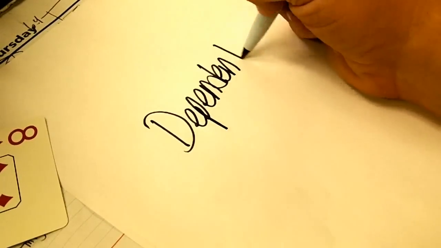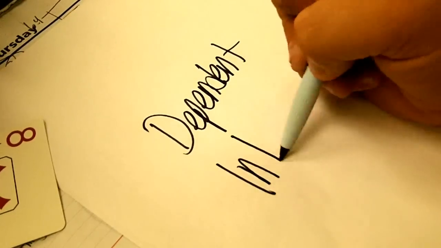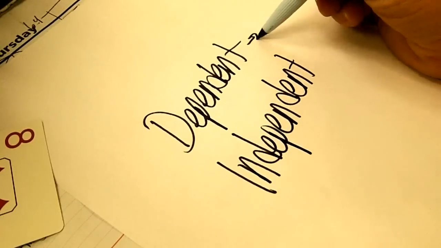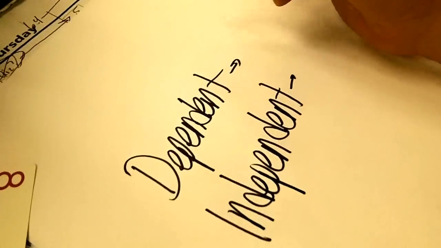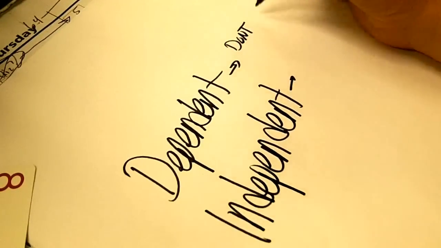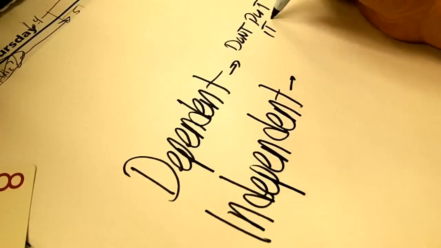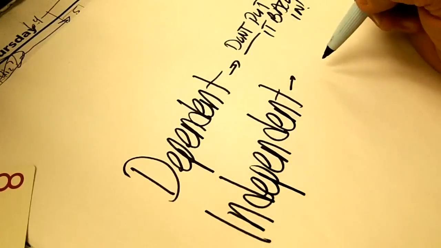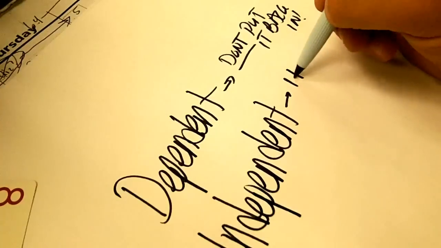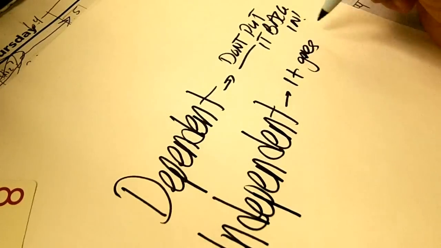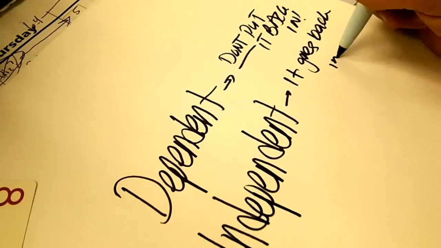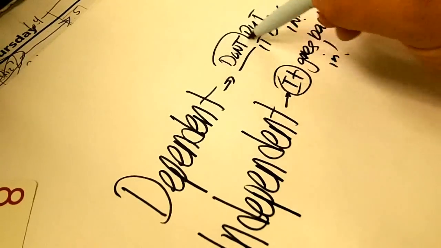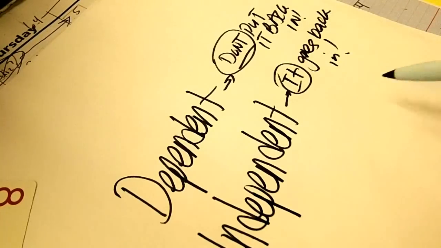So with dependent events and independent events, can you see that? Dependent means don't put it back in. Independent means it goes back in. Dependent don't, independent it goes back in.